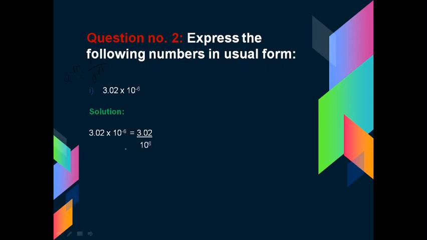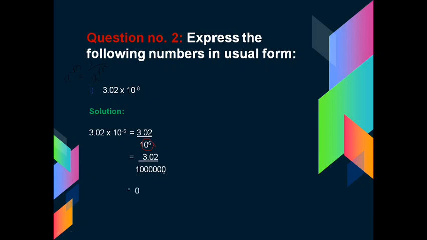So that's why we have written 10 raised to the power minus 6 as 1 upon 10 raised to the power 6. Now we can write it as 3.02 divided by 1000000. Here, as the exponent is given as 6, it means we multiply this 10 six times. It means we write 6 zeros after 1. So that is 1 and 1 2 3 4 5 6 zeros, that is 10 lakh.